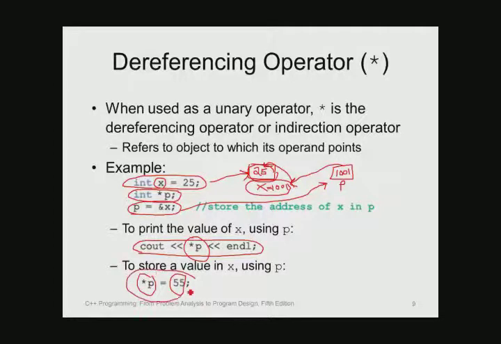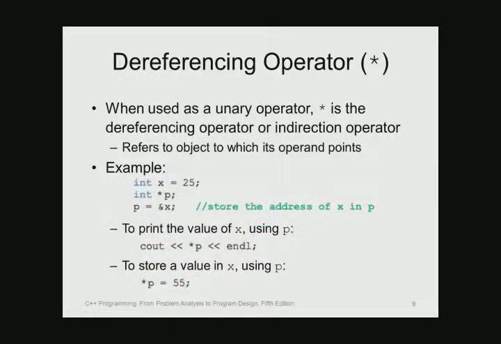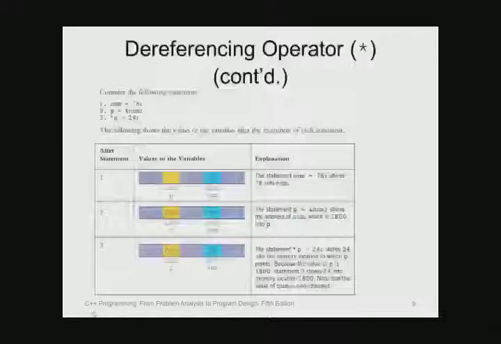And then here, when we say asterisk p set to 55, that's exactly what's happening. p holds the address location 1001. We go to that address location 1001, which is x, and then we change it to 55. So the 25 gets overwritten by the 55. Now if I do cout x and cout asterisk p, both should print out 55 after the change. So that's what a pointer is.